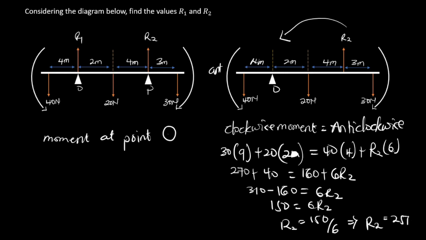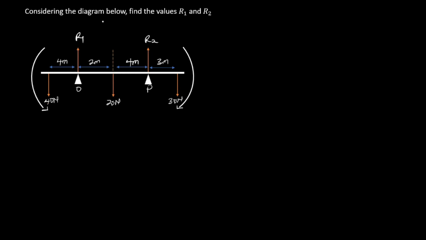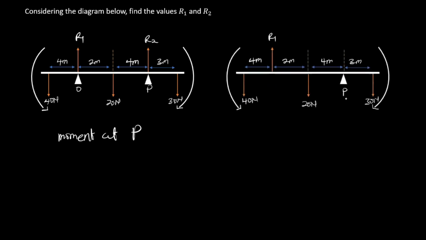25 newtons. Alright, so now let's take the moment about the pivot P, and then we can find R1. So if we take the moment about the point P to find R1, let me write that down. Moment at point P to find R1, our diagram becomes like this.